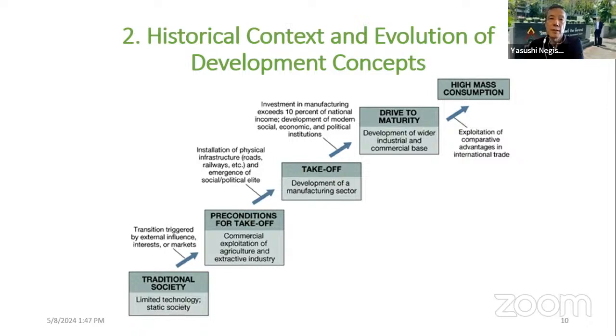And in the 4th stage, they try to diversify and develop a wider industrial and commercial base. And at the 5th stage, the high mass consumption stage, they can highly develop both industrial and commercial bases, and could take a very competitive position in the global market. So modernization theory suggested developing countries take this path so that they can compete on the global stage.